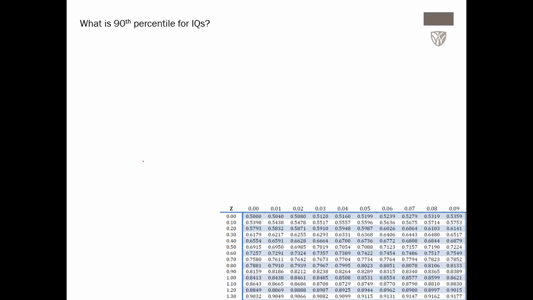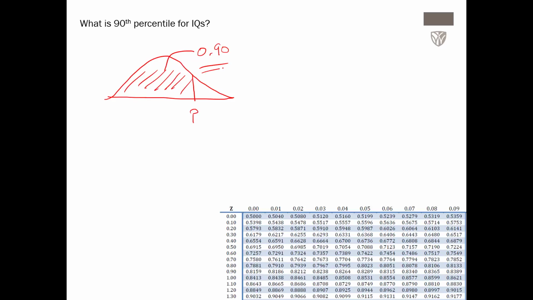Now, a slightly different question, what's the 90th percentile for IQs? So if you think about it, we're sort of asking the reverse question in this situation. In this situation, we're saying that we want to find the value p, that percentile, such that the probability of being less than p is 90%, right? Just recalling the definition of a percentile. And so in order to do that, essentially what we need to do is look up this probability and kind of back up and then figure out what would be the value of p.